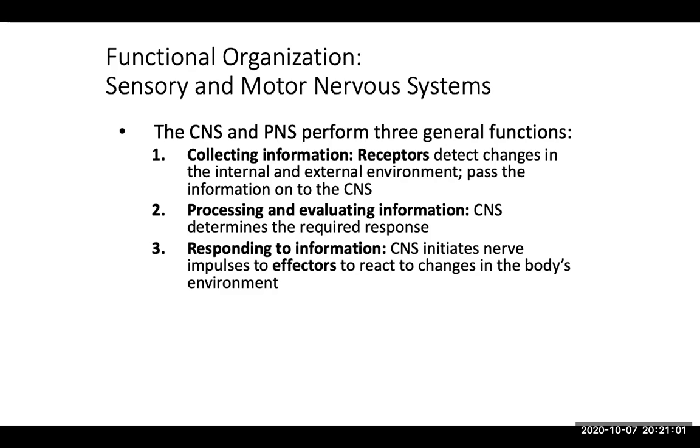Then the second function of the nervous system is to process and evaluate all of that sensory information. Your central nervous system will determine the required response. So we collect information, we process it, we evaluate it, and then we respond to that information. The central nervous system initiates nerve impulses to effectors to react to changes in the body's environment. And these effectors can be glands or skeletal muscle, in order to initiate an effect.